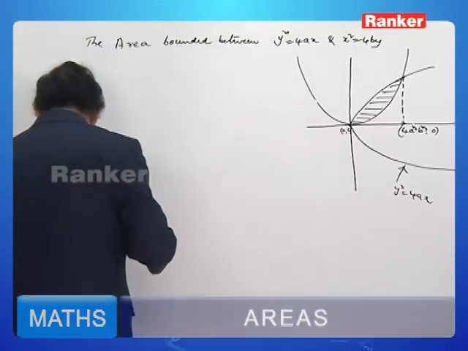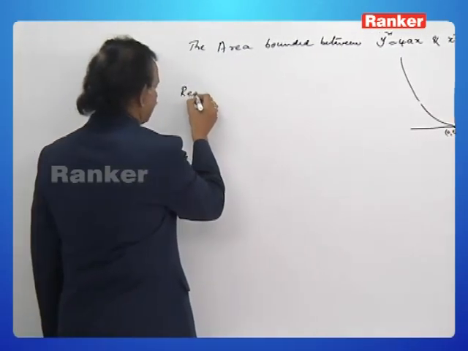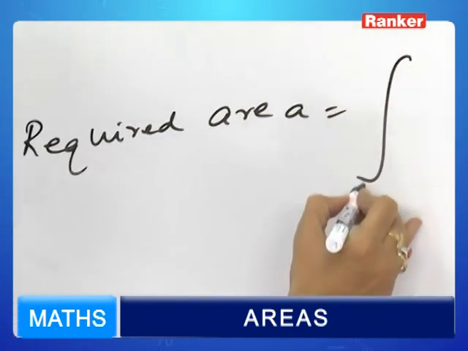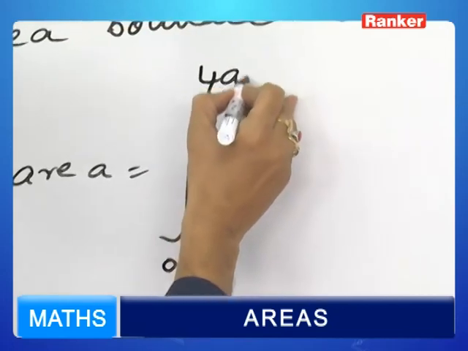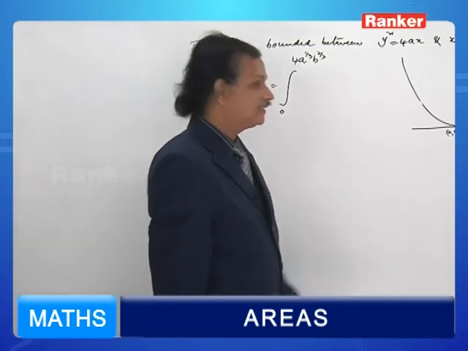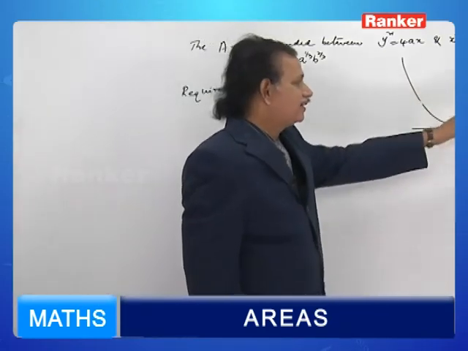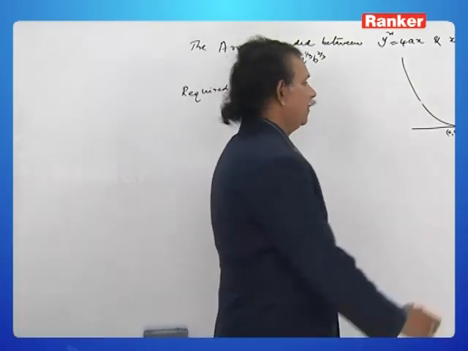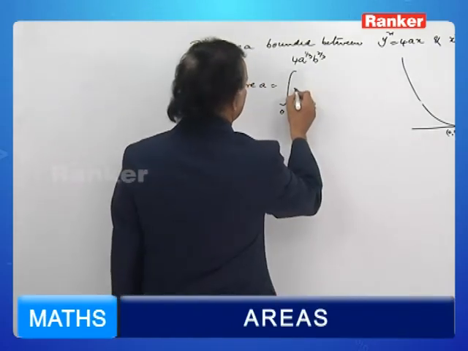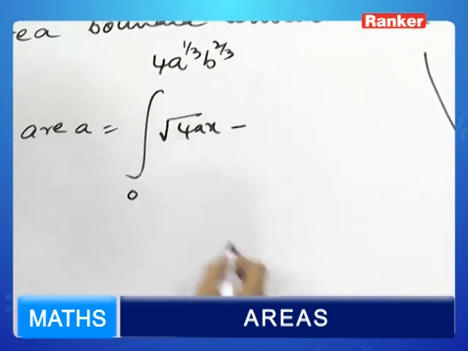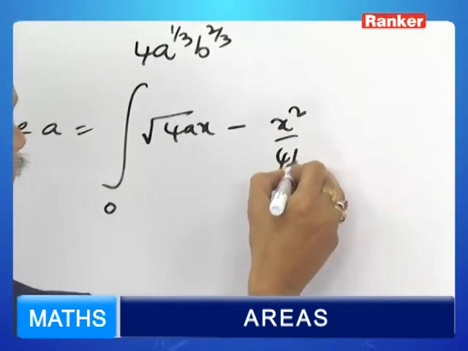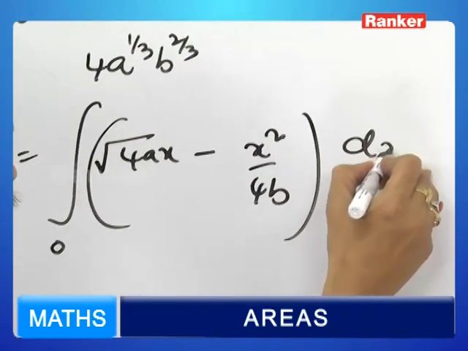Okay, friend. Required area is equal to integral 0 to 4 a power 1 by 3 b power 2 by 3. Which curve lies at the upper part and which curve lies at the lower part, you decide. This part is y square is equal to 4ax, isn't it? So y is equal to root 4ax. This part is x square is equal to 4by. It is x square by 4b dx.